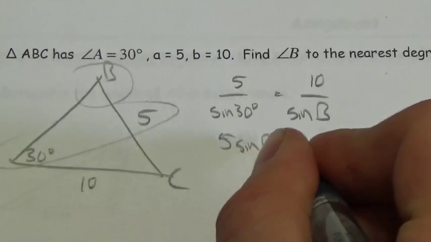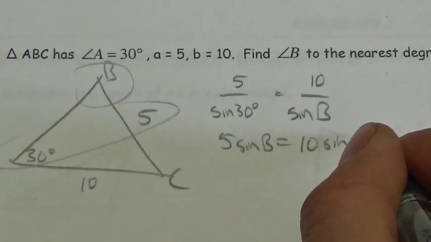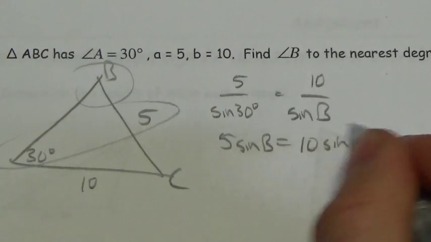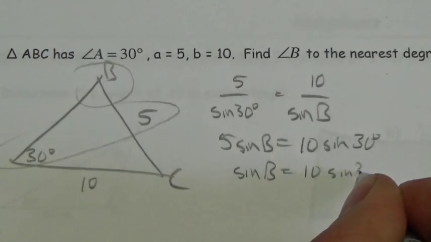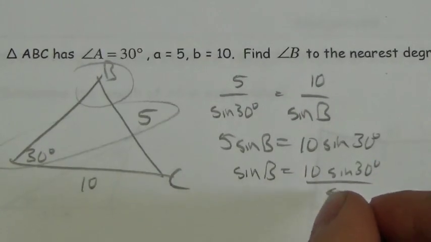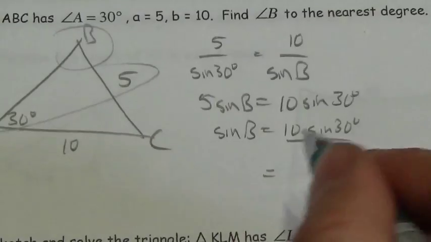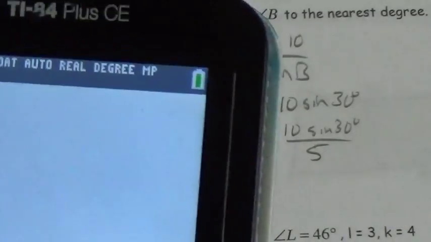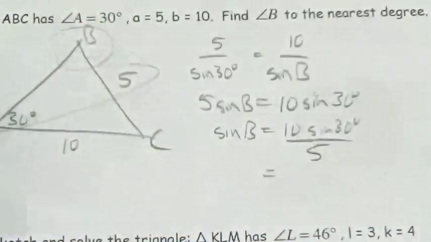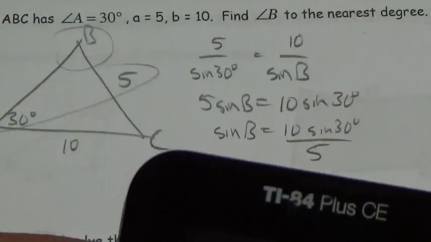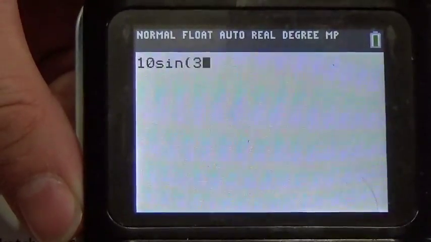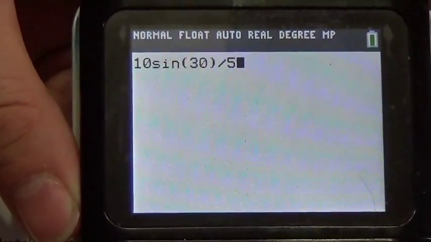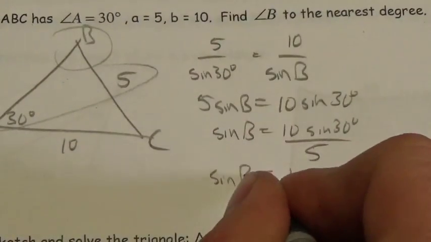Cross multiply. Okay, so here we go. Then the sine of B is going to equal 10 sine of 30 degrees over 5. Now, when you do this, go to your calculator, you're going to see an interesting result here. Nothing crazy weird, but it's going to be a little different. So 10 multiplied by the sine of 30 divided by 5 is 1. So the sine of B is equal to 1.